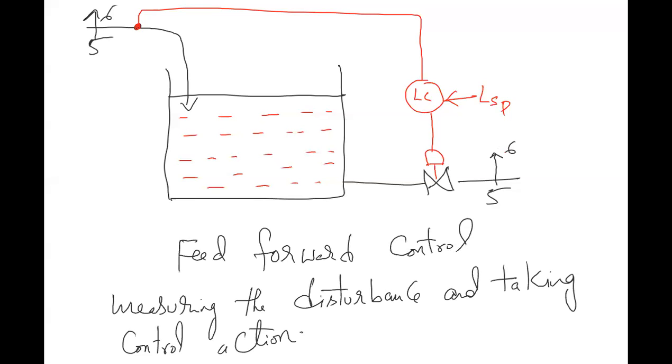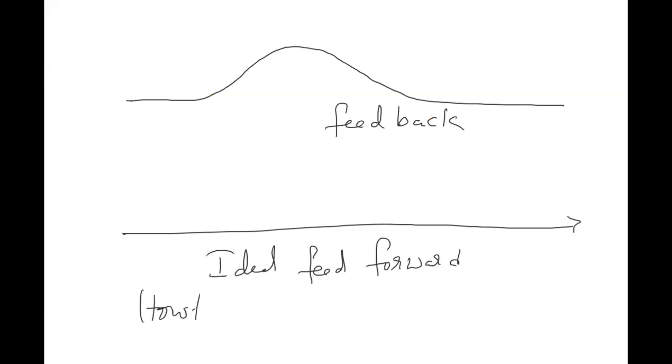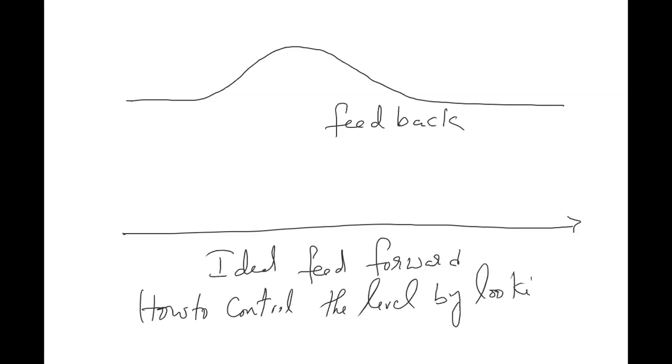So here the timing has to be extremely perfect. Suppose you have seen the disturbance become 5 to 6. Now when you are opening the valve, if you open it rapidly, the level may come down. If you open the valve a little late, the level may increase. But how do you control? The question is how to control the level by looking at the disturbance. How does this feed forward control work?